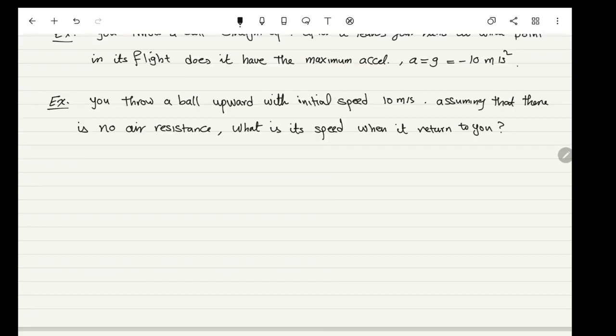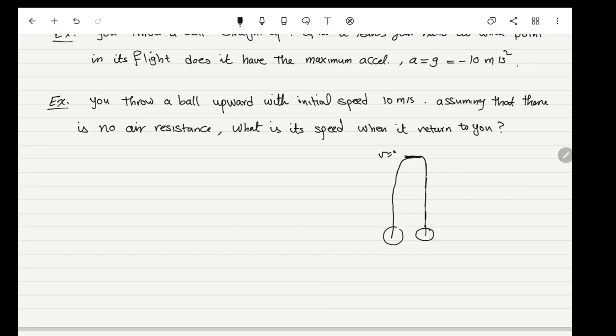Another example: you throw a ball upward with an initial speed of 10 meters per second. Assuming there's no air resistance whatsoever, what is its speed when it returns to you? So when you throw a ball upward, it will reach a maximum height. The velocity here will be 0, as we mentioned in the previous example, and it will return back here.